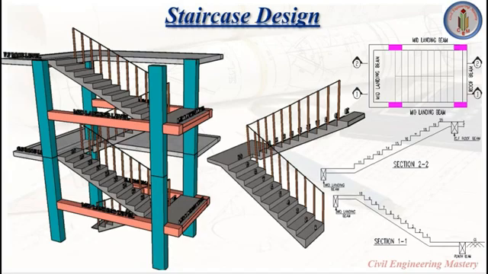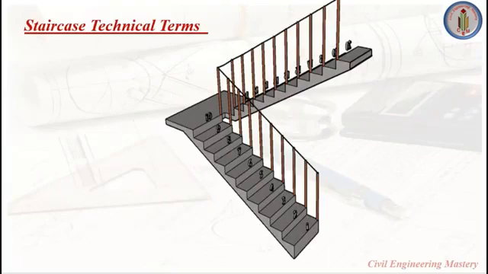Here, first let us discuss some of the basic technical terms about staircase. This is the general arrangement of stair. Let's see what are all the technical terms. First one is the riser. It is the vertical distance between two successive tread faces. So you can see here this is the vertical distance. So riser is the vertical portion of a step. Next one is tread. It is the horizontal upper portion of a step where the foot rests. So this is the tread.